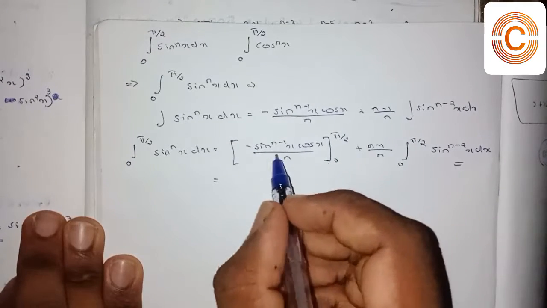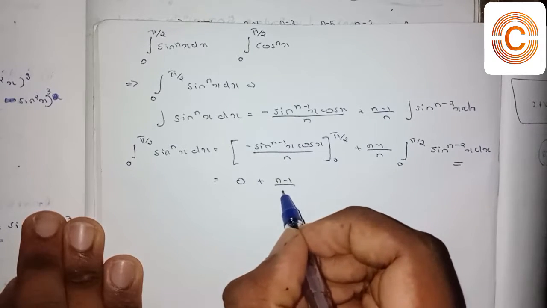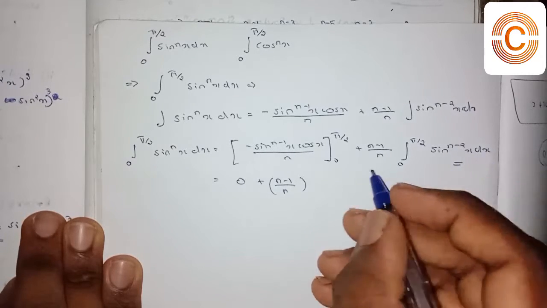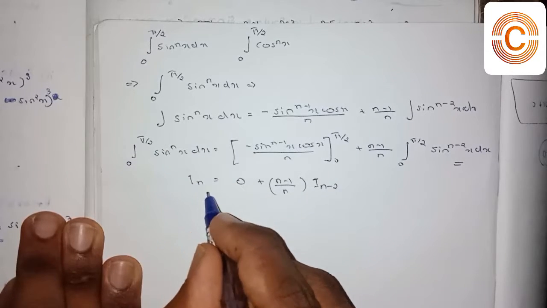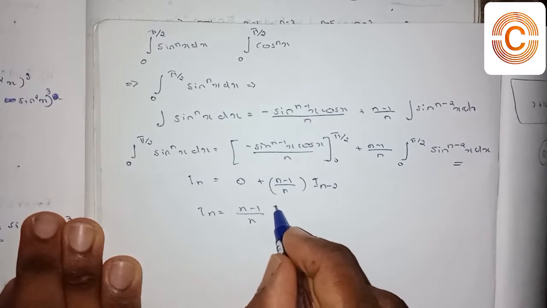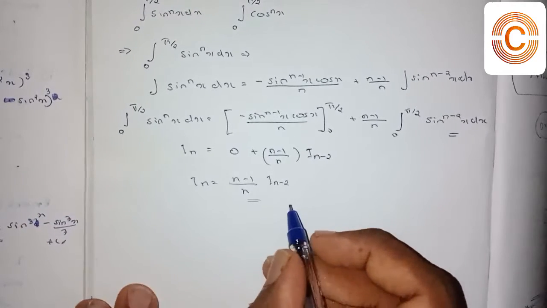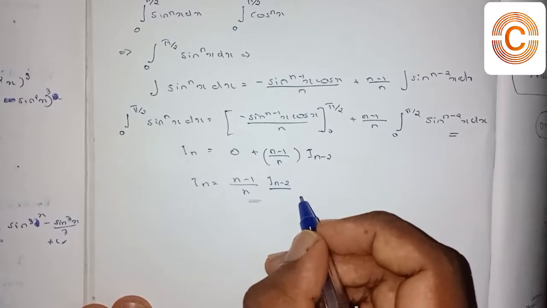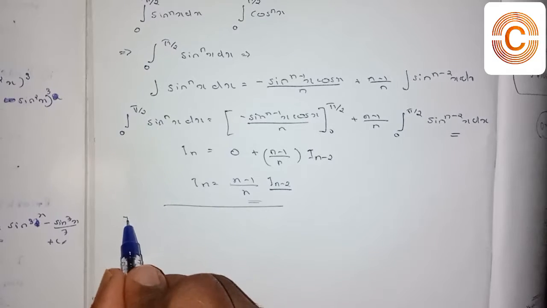Note that the first term will be equal to 0, plus (n minus 1) divided by n into the integral from 0 to pi by 2 of sin^(n-2) x dx. Put it as I_(n-2). Then this implies I_n. Then we get I_n equal to (n minus 1) divided by n into I_(n-2). So this is the formula for I_n. Here the I_(n-2) term exists, so we find a solution for I_(n-2) again.